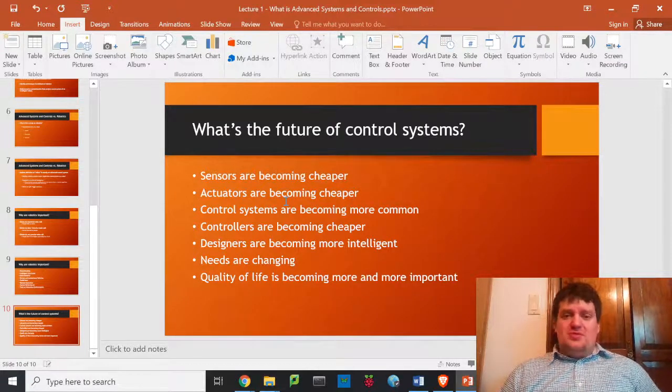Controllers themselves are becoming cheaper. Some of this is because electronic components are becoming cheaper. Some of it is because we just better understand how to use these components. But we also have designers becoming more intelligent. We live in a community where we all share ideas. We live in a community where we all continuously advance things, and designers are gaining experience in designing better controllers, designing better robots overall.